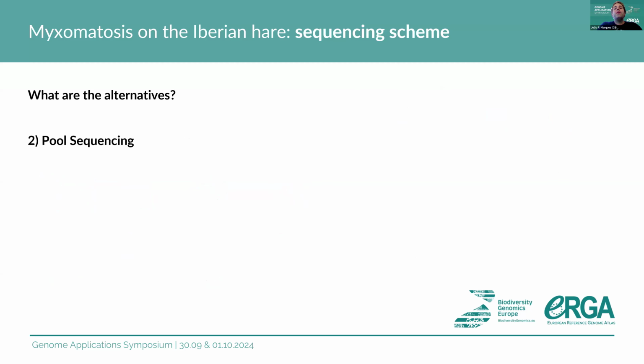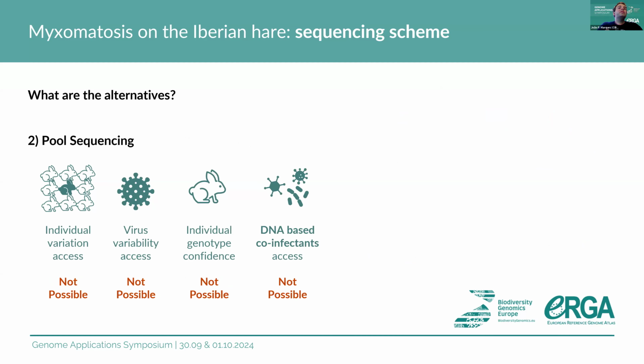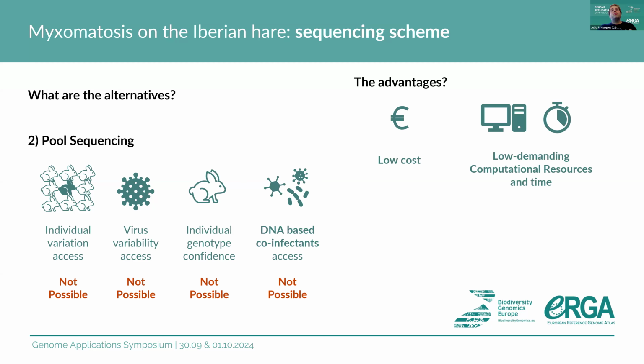So another option could be pool sequencing. So pool sequencing allows us to do genome scans, but on the other hand, we cannot pinpoint each individual variation. We cannot analyze the virus variability, and we cannot also infer genotypes, individual genotypes. So also not an option.